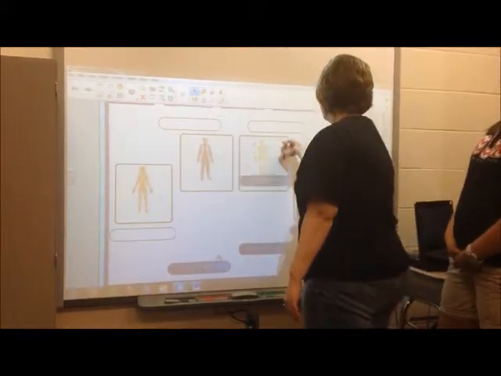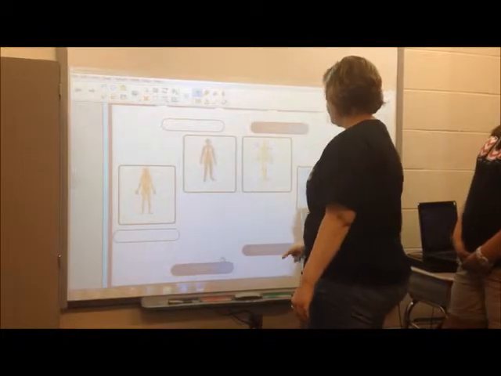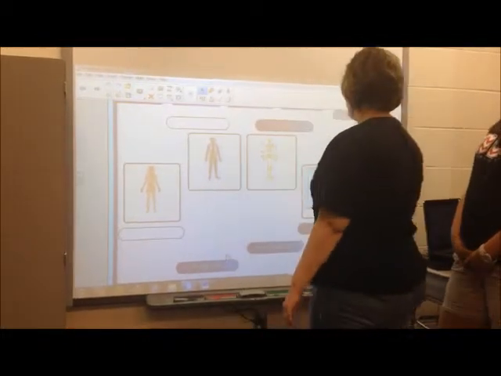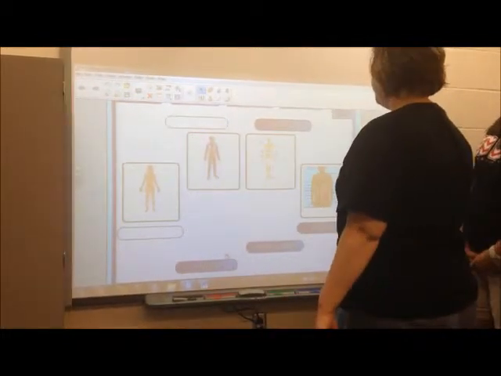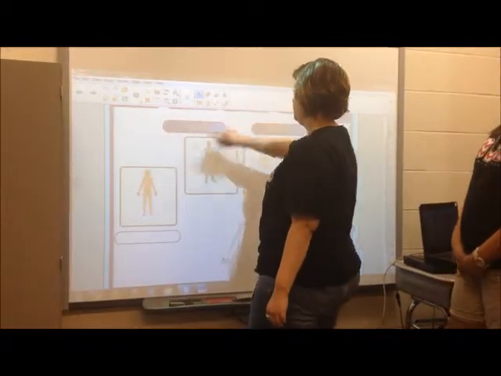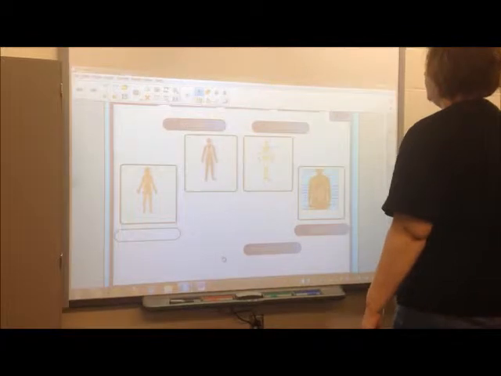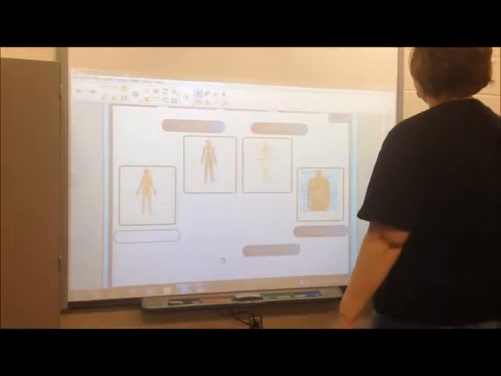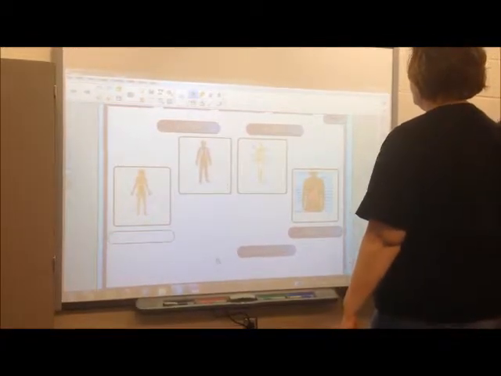Yeah. This is the skeletal system. What do you see in the picture? Bones. Very good. This is the circulatory system. What do you see? I see the heart and veins. Very good. Moving our blood around.